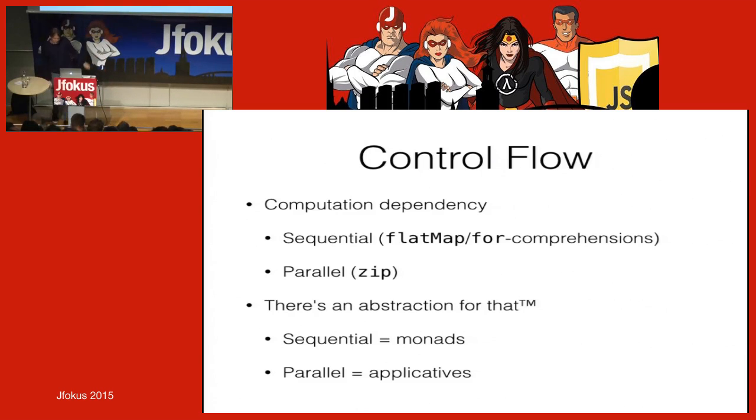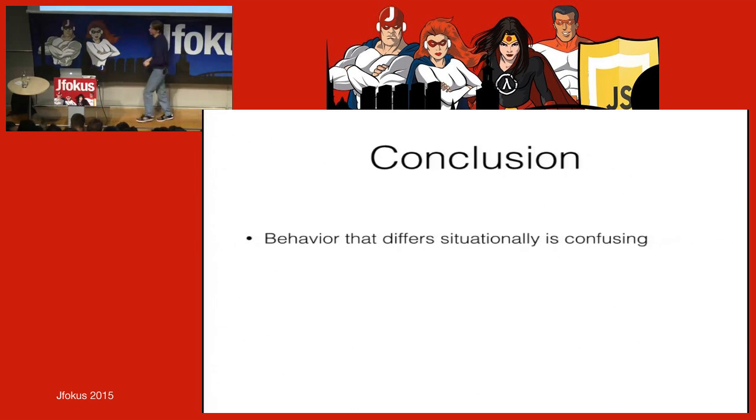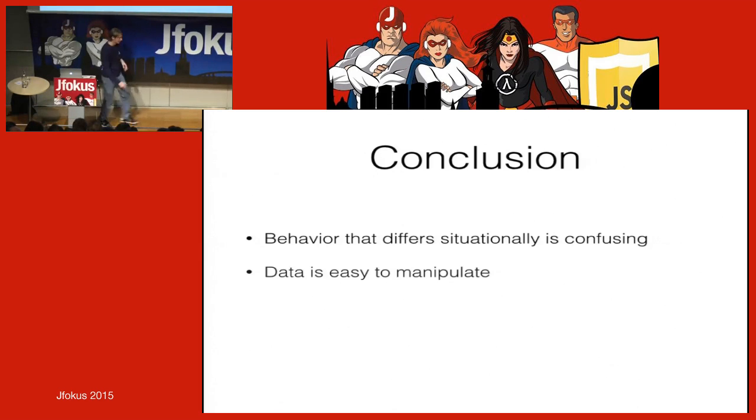I don't know. Wrapping things up, okay? We've hit a few points here. What have we hit? Behavior that differs situationally is confusing. You look at a function, that function does something different under different contexts. That's weird. It's very hard to understand. You have to keep track of so much stuff in your head. So that's difficult.